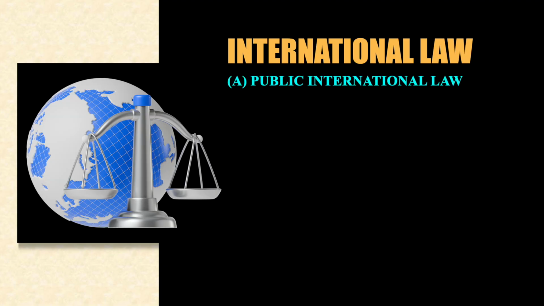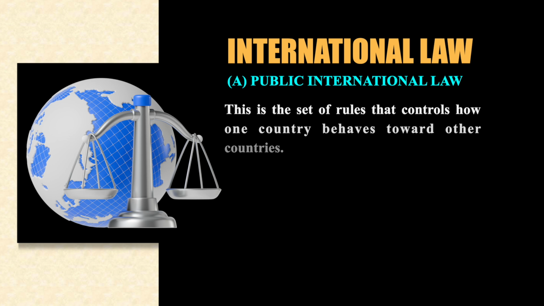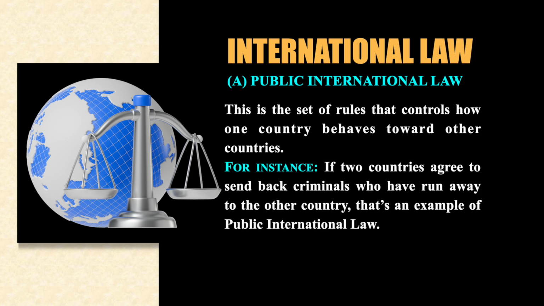International law can be divided into two main parts. Public international law. This is the set of rules that controls how one country behaves towards other countries. For instance, if two countries agree to send back criminals who have run away to another country, that's an example of public international law.